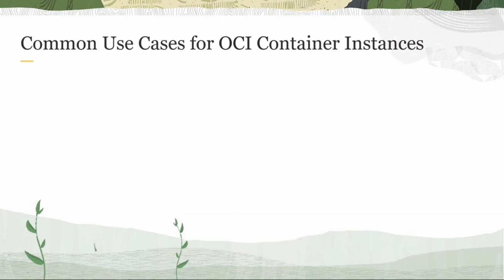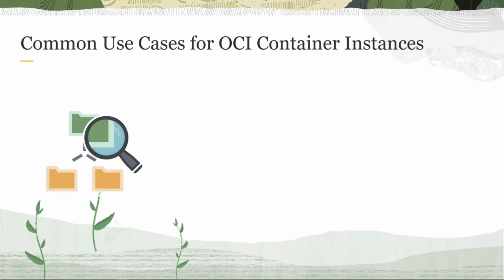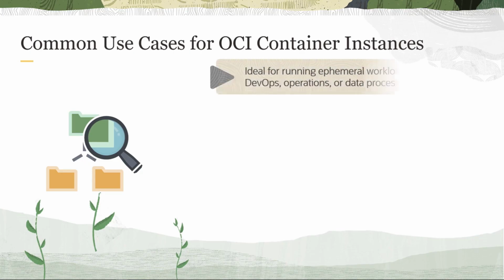Now let's cover some of the common use cases for OCI container instances. Container instances are useful for running containerized workloads without a container orchestration platform like Kubernetes. They are great for short-lived tasks such as build and deployment jobs, automation tasks, and data or media processing. With container instances, running a container is easy with an API call or a CLI command, making it ideal for DevOps, operations, and data processing workflows.